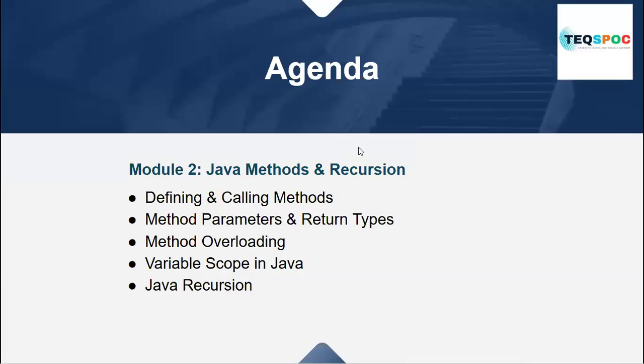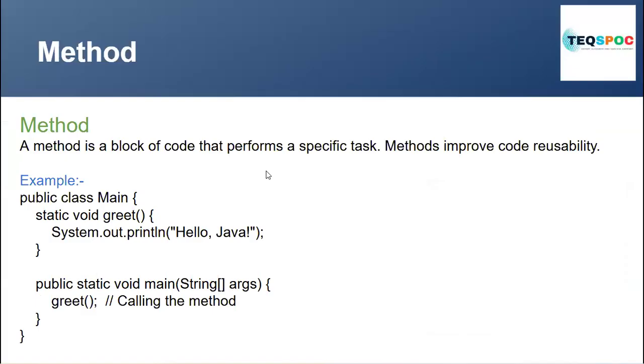Today's class agenda is we will talk about the Java method. How we are creating a method, what are the method parameters, what are the return types, what is method overloading, different types of variable scope in Java, and Java recursion. So let's move to the first, what is a method.